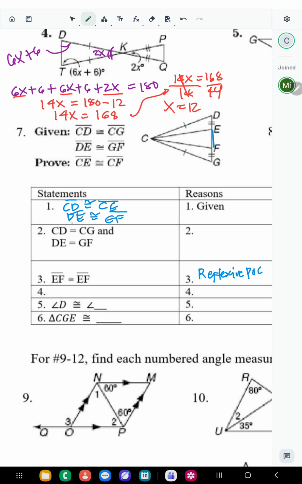Okay, what would be a reason here? CD equals CG. This one is angle G. Number 2. Triangle CGE is congruent to triangle CDF.